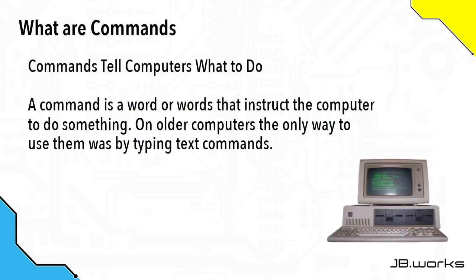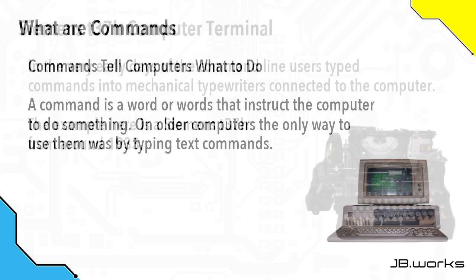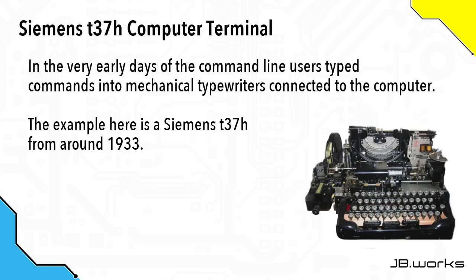The first thing we need to understand is what actually is a command. Basically, a command is a word or set of words that instruct a computer to do something. In fact, on older computers, the only way you could use them was by typing text commands. In the very early days of computers, commands were actually typed into large mechanical typewriters like the one shown here from 1933. So the terminal that was used was basically a large mechanical typewriter. Of course, these days, we have much better terminals.